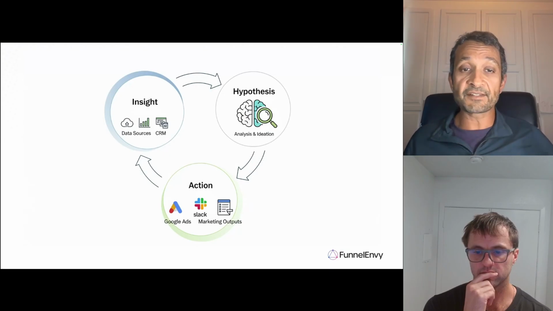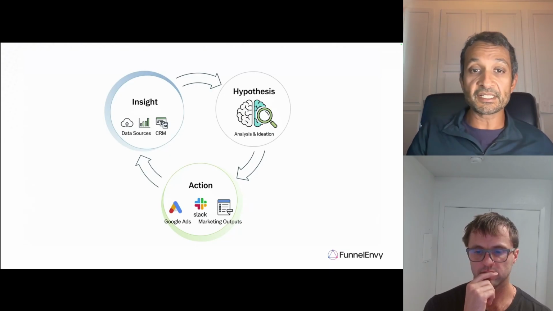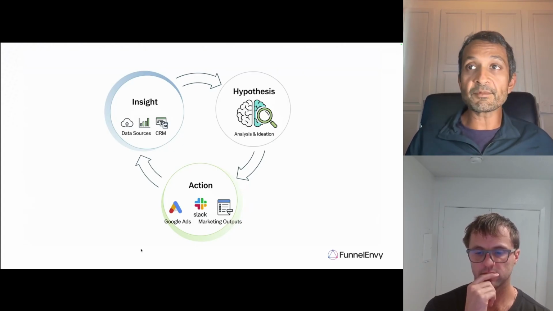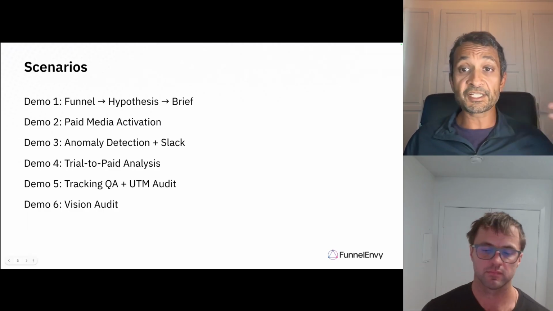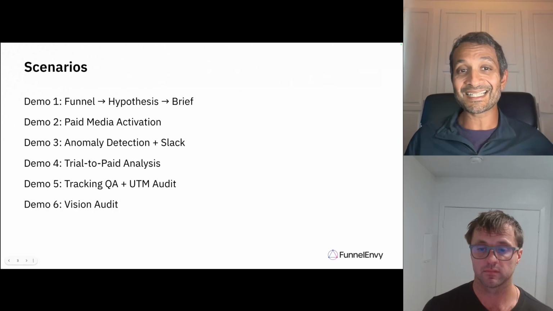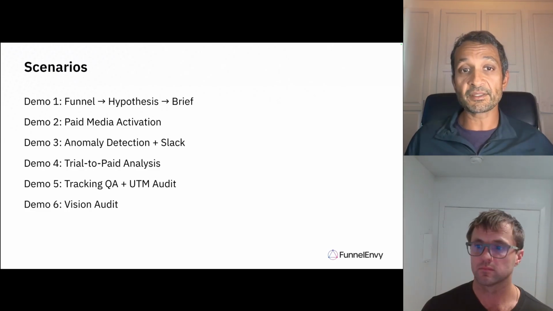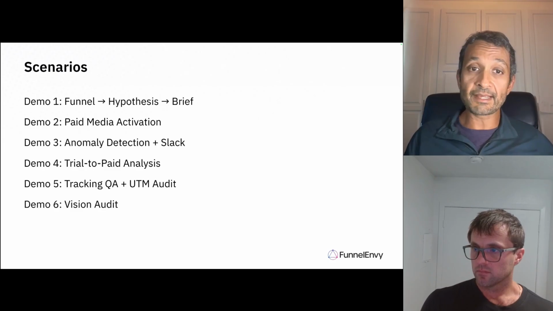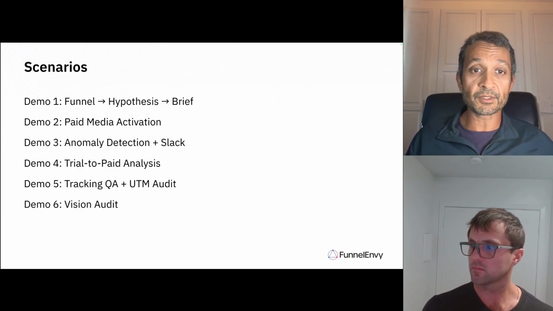So, obviously this is different than business intelligence because BI tools stop at dashboards. Agents of the nature that we're looking at go all the way to action. So the demos that you're going to see follow this arc. We're going to start with a full funnel analysis that generates experiment briefs. You'll see the complete insight, hypothesis, action framework in that one demo. Then we'll move on to some other use cases like paid media activation, anomaly detection with Slack alerts, and more. And like I said, we're not going to get through all of these given time constraints, but you will have all of the demos available to you in the links that we share towards the end.